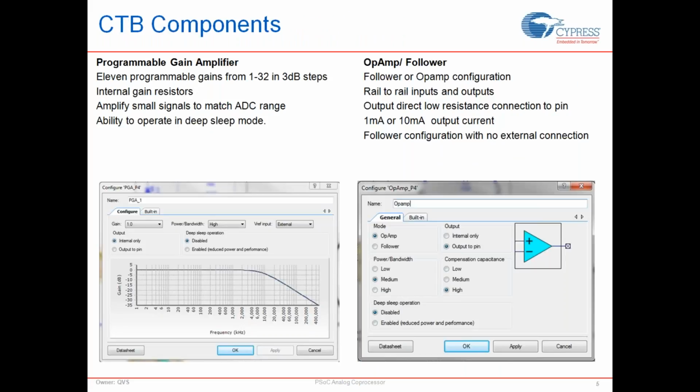The CTB, for the user, is provided as two components. One is a programmable gain amplifier. It is a component in the component catalog of PSoC Creator, so you can drag and drop this into your schematic and double-click to open the configuration. What you get is what you see on the screen. You have an option of setting up a gain, which can go from 1 to 32x, in steps of 3 dB.